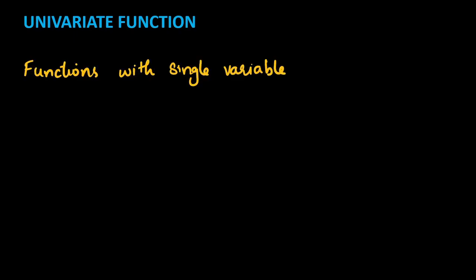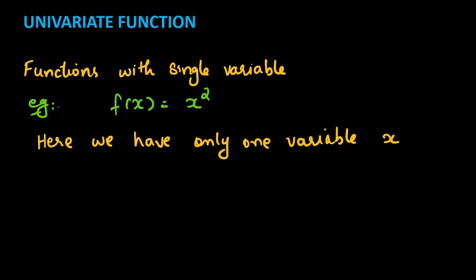Based on functions. First is a univariate function, and we have seen different kinds of functions like one-to-one function, onto function, like that. And based on the number of inputs, we can categorize functions like univariate function and multivariate function. A univariate function is nothing but one which has a single variable. That means there is only one input to the function. For example, f of x is equal to x square. So here the input is x and the output is x square. And here we have only one variable x.